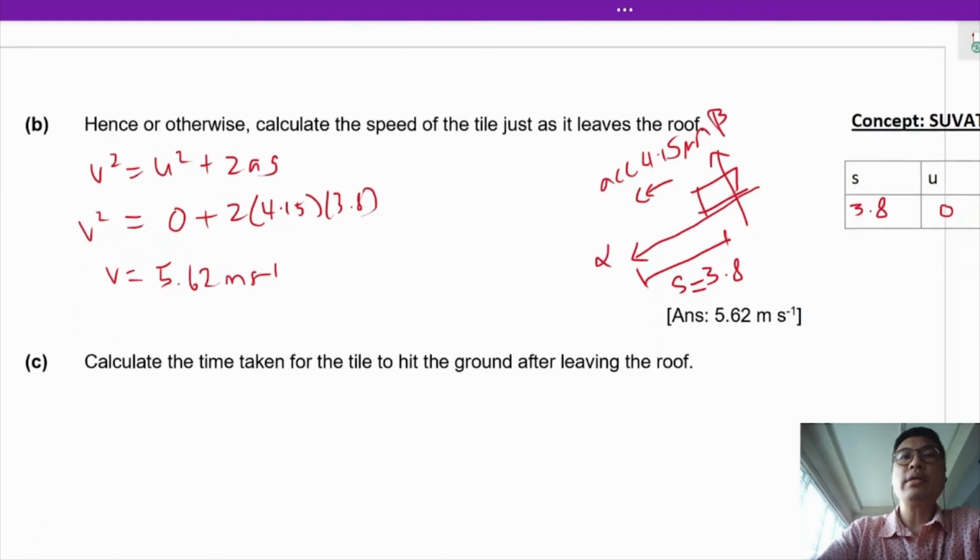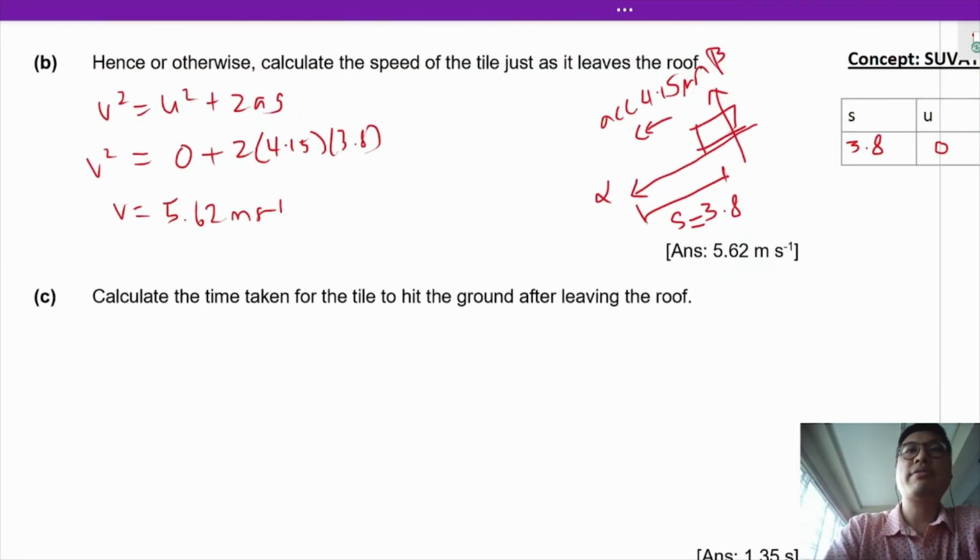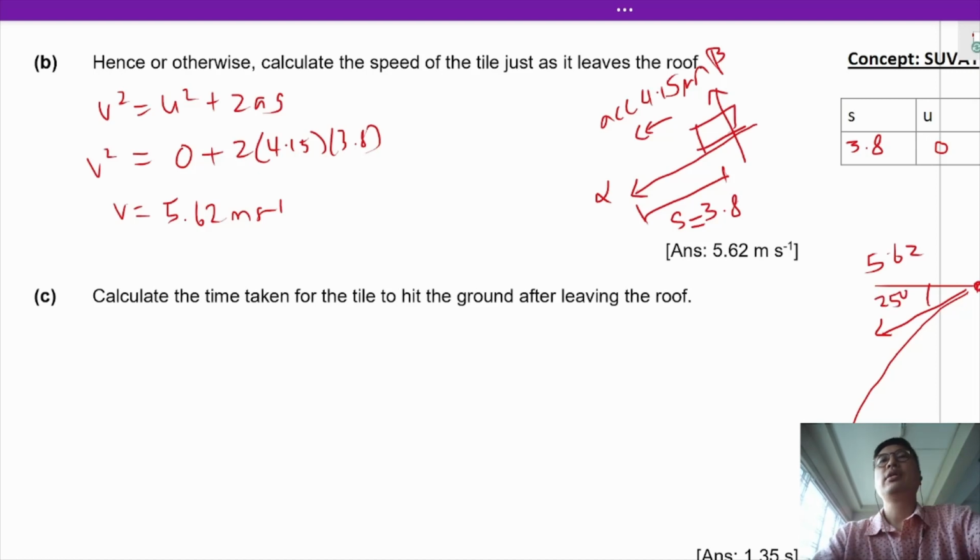Okay, so calculate the time taken for the tile to hit the ground after leaving the roof. Now this is how the tile travels in this direction. The initial speed will be 5.62 and the angle underneath will be 25 degrees. So it's actually going down at the start. It's going to the left and down. Let's take a look at how we are going to set up this question. The height above the ground is 12.3 meters.